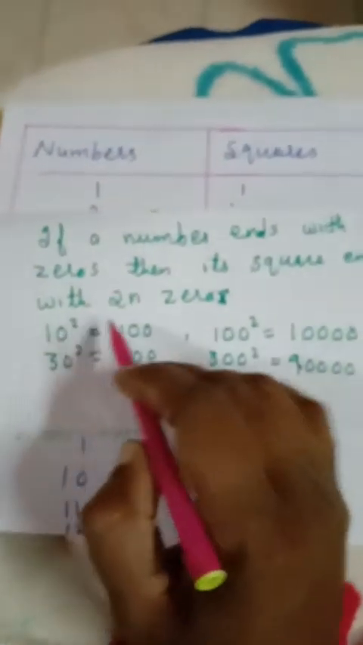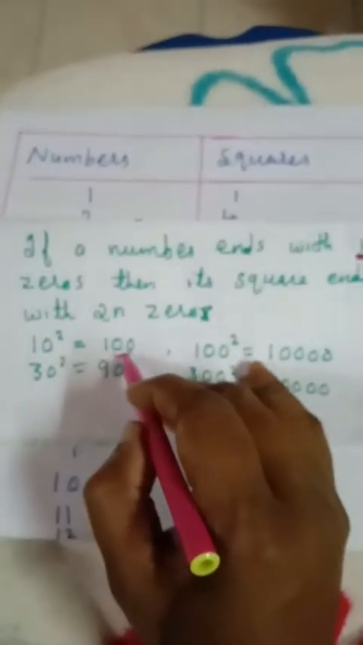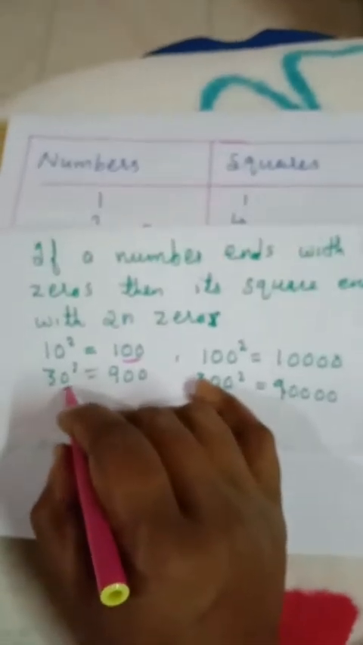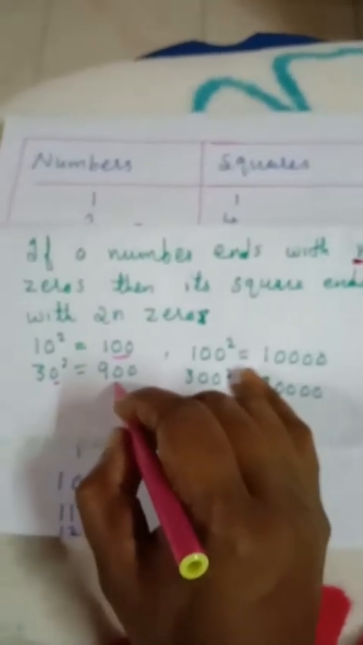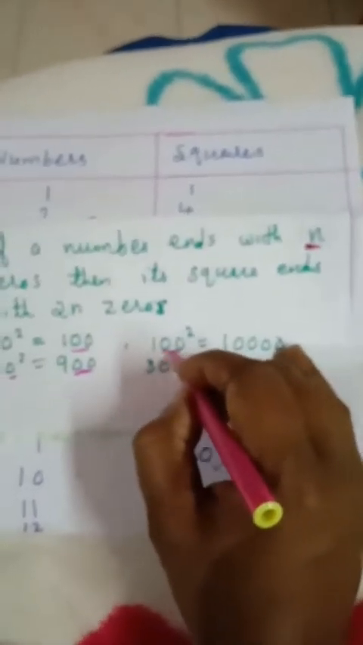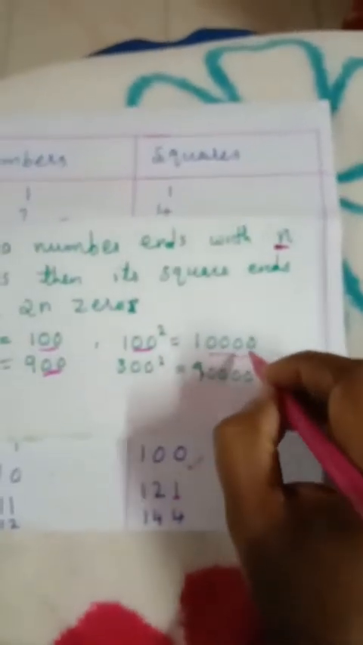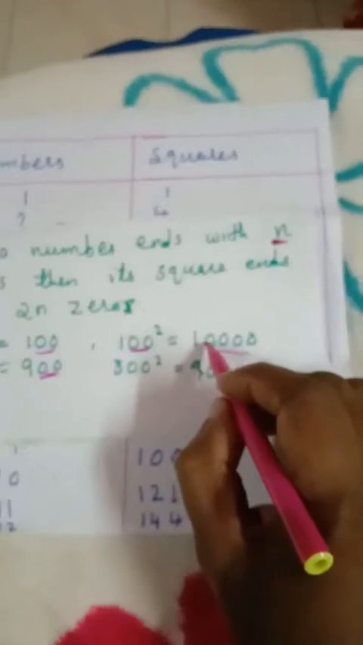See here, 10 squared is 100. Here 2 zeros, and in 10 only 1 zero. Now 30 squared: in 30 there is only 1 zero, and its square is 900, with 2 zeros. In the same way, 100 has 2 zeros, and the square of 100 is 10,000, which has 4 zeros.